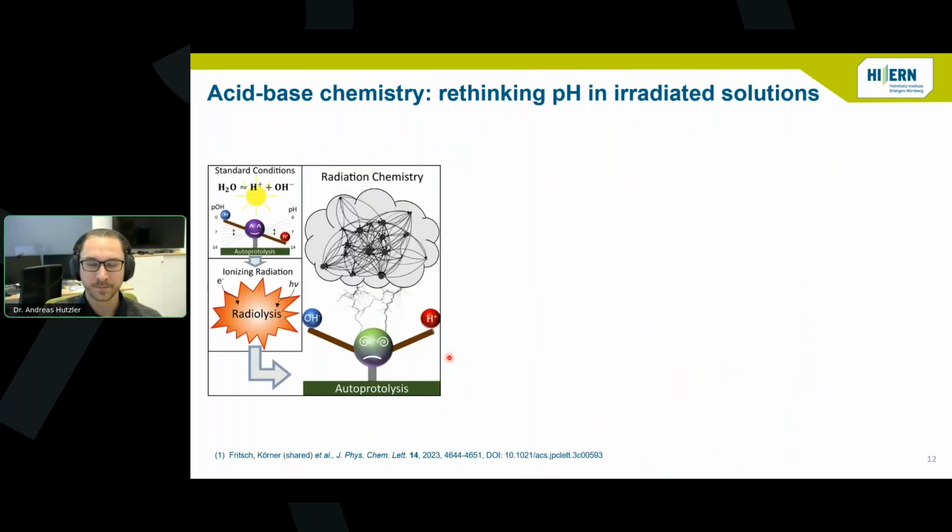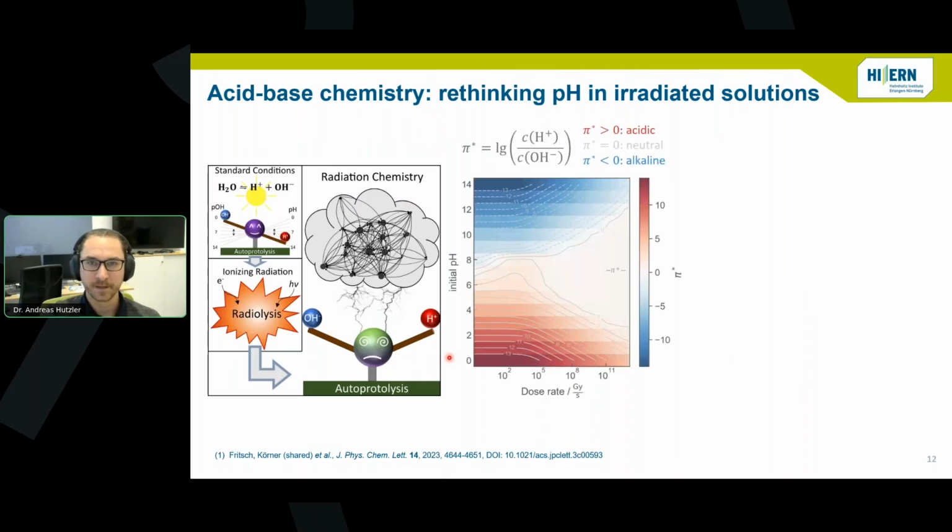Now, what about pH in irradiated solutions? Obviously, we have to rethink the pH because we generate H plus and OH minus at the same time. So the concept of pH loses much of its meaning. And that's why we introduce a new measure that we call radiolytic acidity pi star. And that's the logarithmic ratio of the concentrations of H plus and OH minus. So basically, it tells us which of the species has a higher concentration upon irradiation.